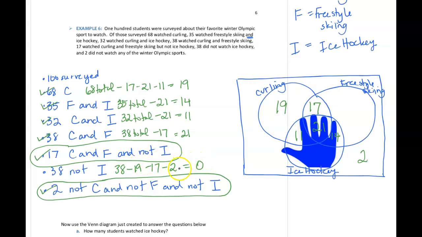Now my hint to you would be make sure you write in the 0 because you calculated that and you know for sure that no one is in that space. Don't leave it blank because blank would indicate that you're not sure what that amount is yet, and we know that that amount should be 0. And we can check off that statement. Now we can move that hand out of the way and go back to the last statement that we haven't used. 100 were surveyed.